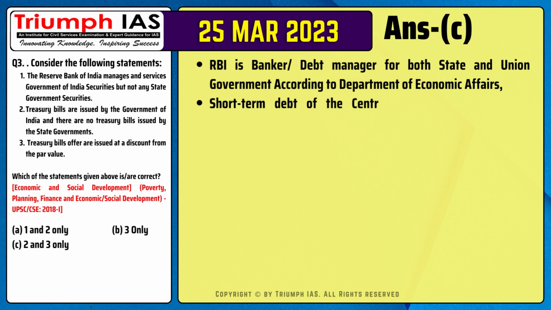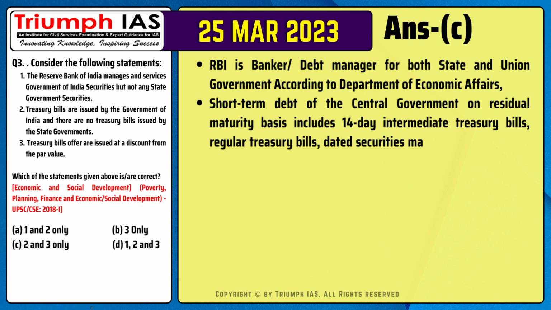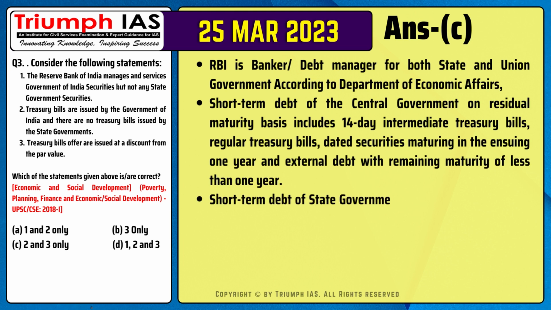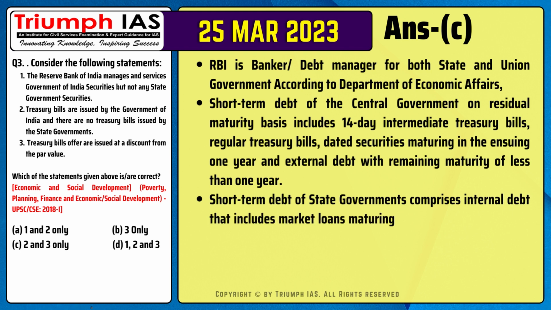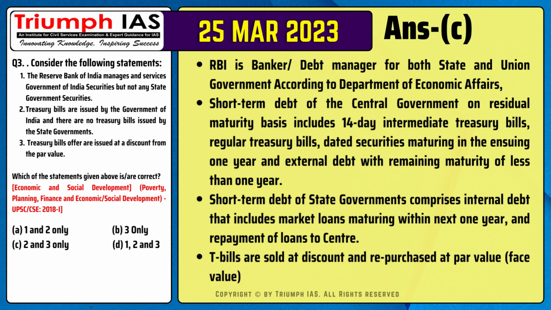According to the Department of Economic Affairs, short-term debt of the central government on residual maturity basis includes 14-day intermediate treasury bills, regular treasury bills, dated securities maturing in the ensuing 1 year, and external debt with remaining maturity of less than 1 year. Short-term debt of state governments comprises internal debt that includes market loans maturing within the next 1 year and repayment of loans to the center. T-bills are sold at discount and repurchased at par value, face value.